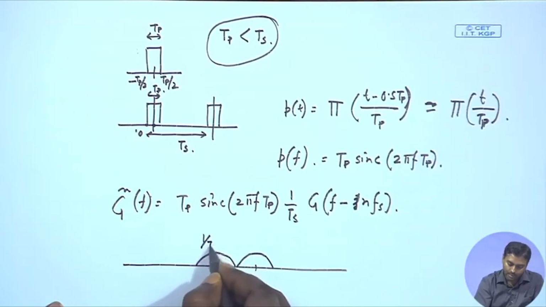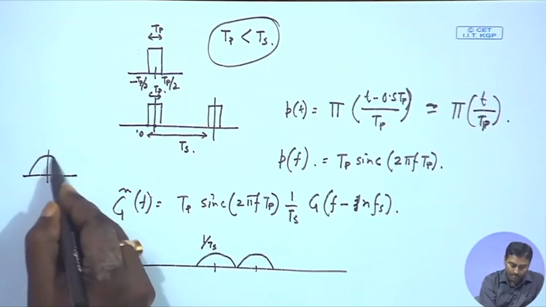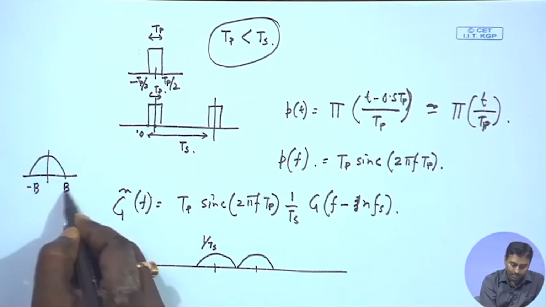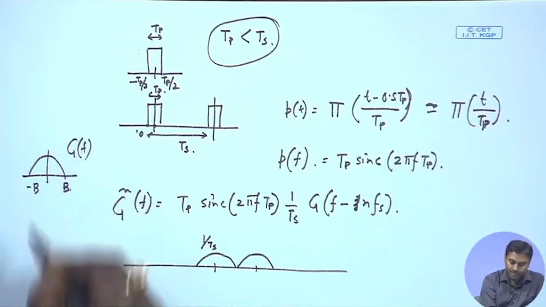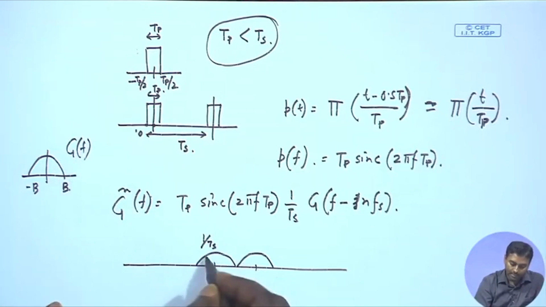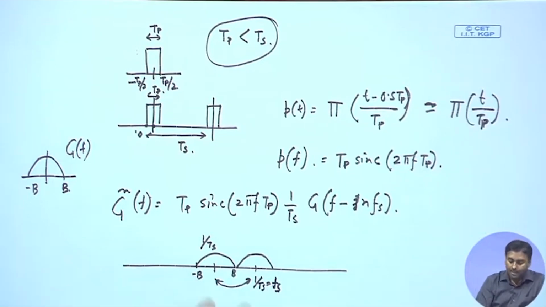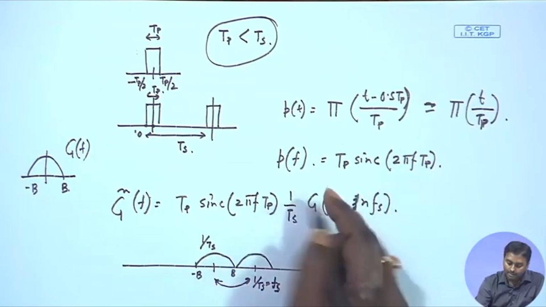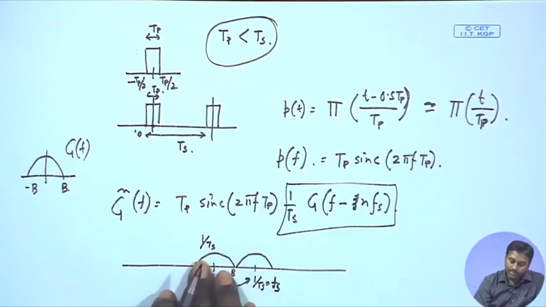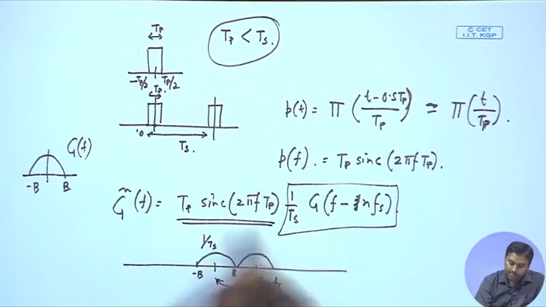So, it gets 1 by Ts down if this is my minus B to plus B, this is my G(f). So, it gets 1 by Ts down and this is still defined from minus B to plus B, and it gets repeated after every 1 by Ts, or equal to Fs. Okay. So, that is what is happening. So, this still remains. So, this is that part. This gets multiplied with this part.